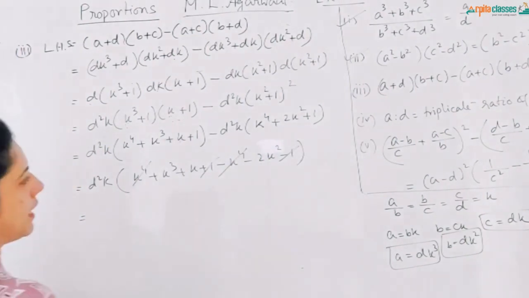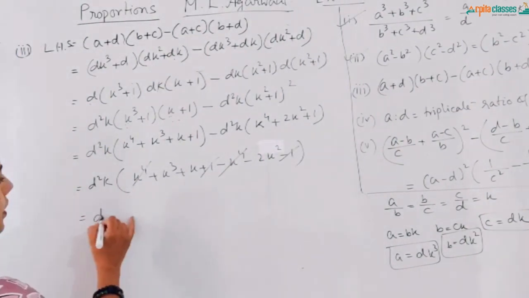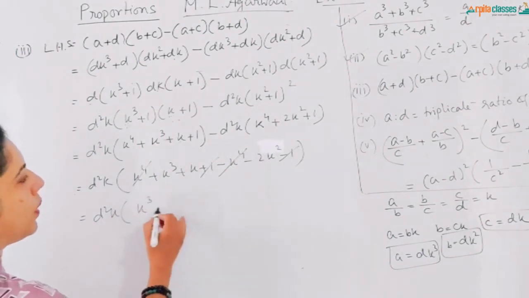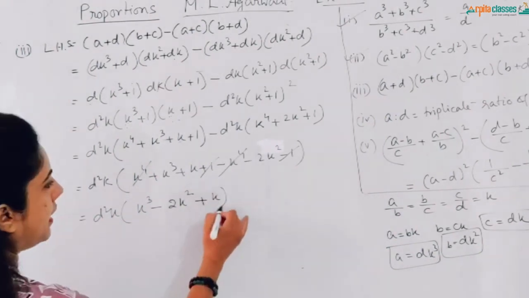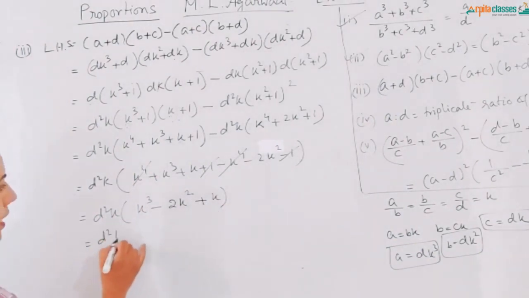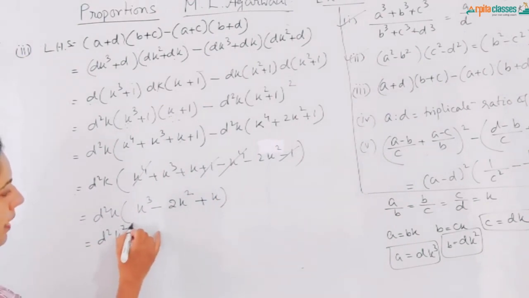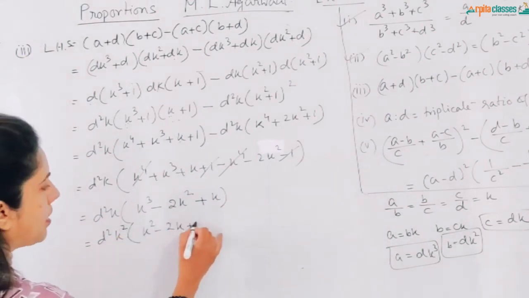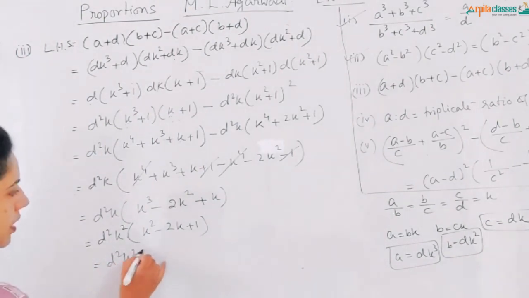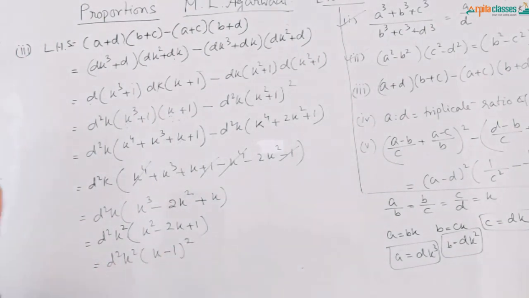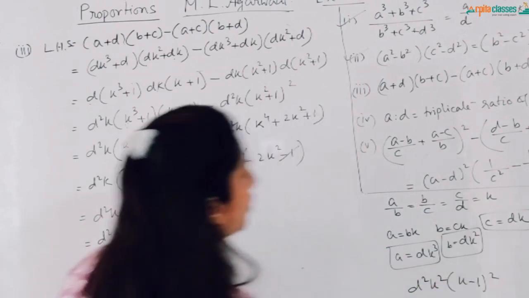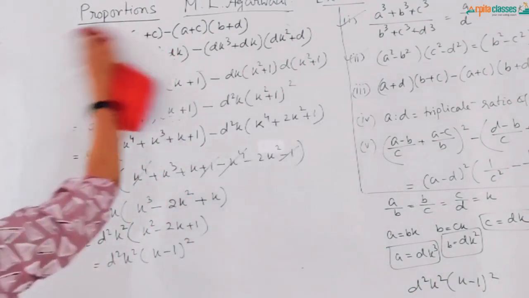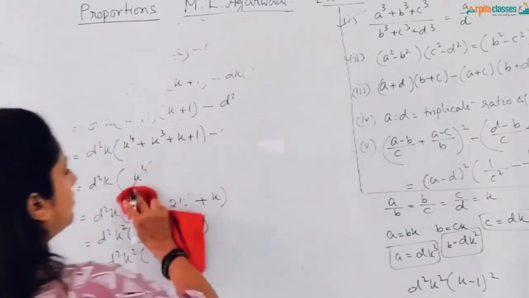1 and 1 get cancelled. So d square k whole into k cube minus 2k square plus k. If I take k common from here, it will be k square minus 2k plus 1. That will give you k minus 1 the whole square. So this is what we get from the left hand side. I'll just write it down here so that we remember: d square k square into k minus 1 the whole square. Now let us see the right hand side of the same question.